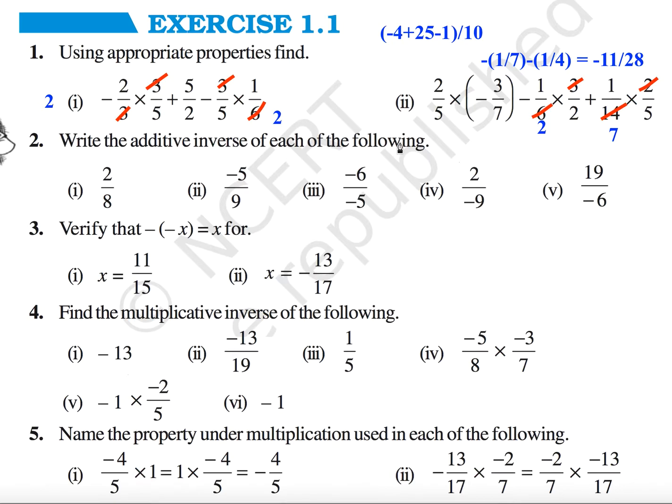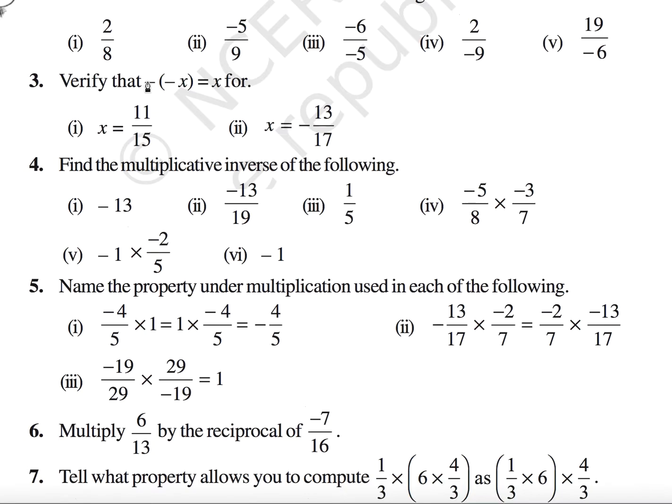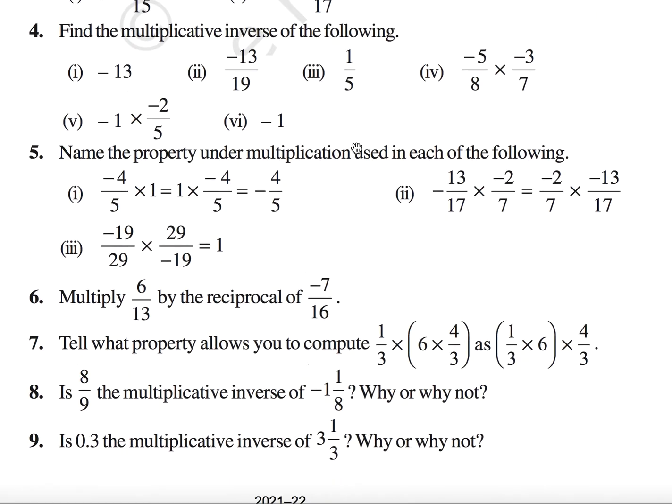Write the additive inverse of each of the following. This is minus 2 by 8. This is 5 by 9. This one is going to be minus 6 by 5. This is 2 by 9. This is 19 by 6. Verify that minus of minus x equals x. Minus of 11 by 15 into minus 1 is 11 by 15 only. Again here also you will get minus 13 by 17.